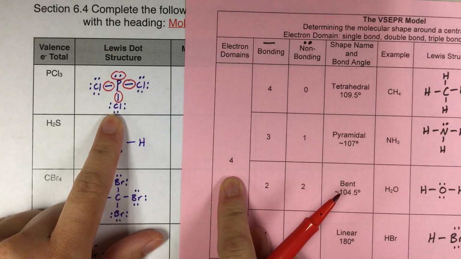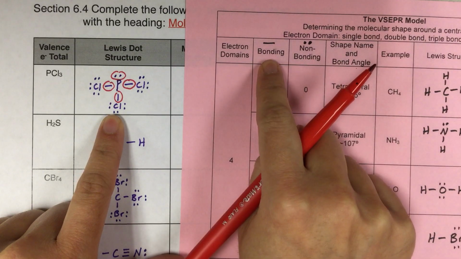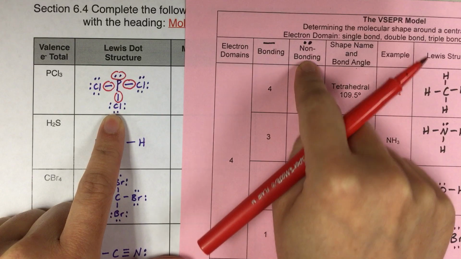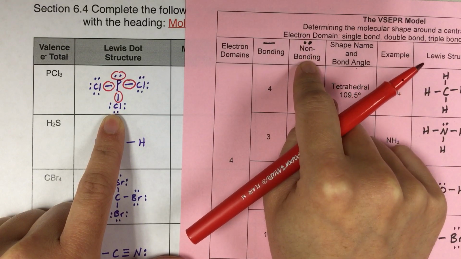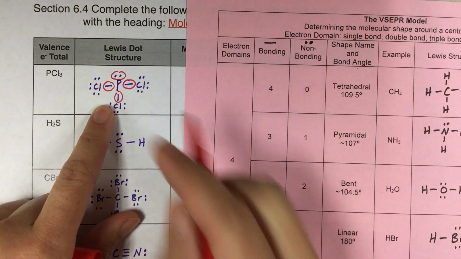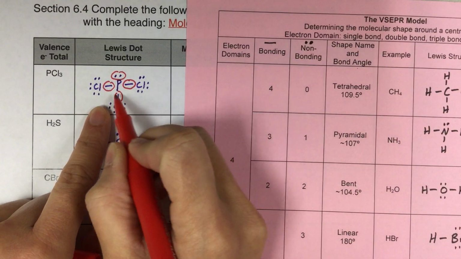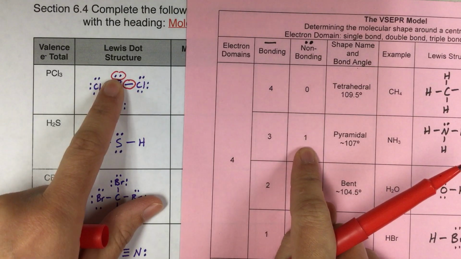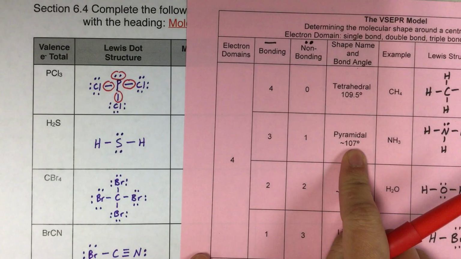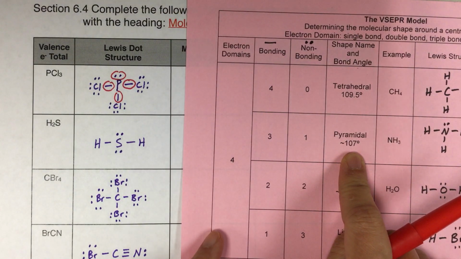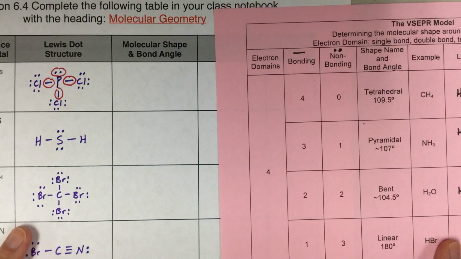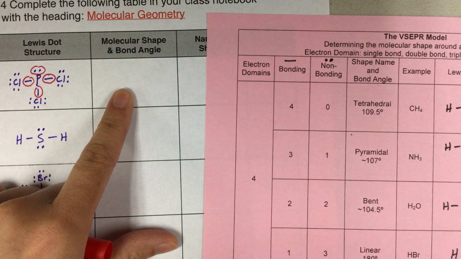Once you know the total electron domains, you want to figure out how many of them are bonding, in other words, how many of them are lines, and how many of them are non-bonding, or how many of them are the lone pairs, the dots of electrons. So in this example, 3 of the electron domains are bonding, so we'd go to 3. And that automatically brings us to one of them is non-bonding. That leads us to this shape, pyramidal, and it has a bond angle of about 107 degrees. So that automatically gives us the answer to this molecular shape and bond angle.